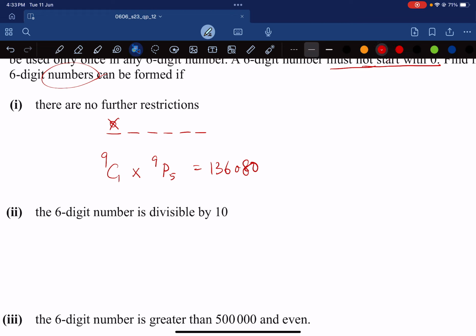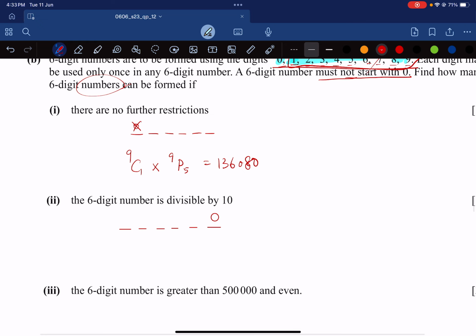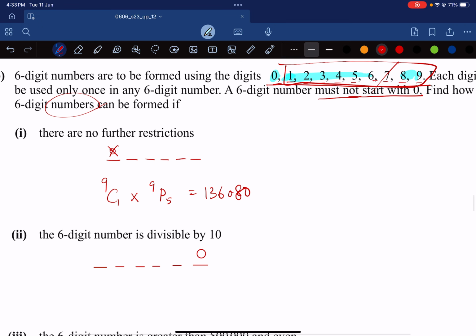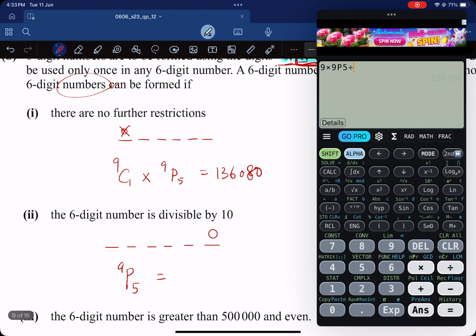Okay, so the last digit must be 0. 1, 2, 3, 4, 5, 6, 0. So there are no other options, it must be 0. So the remaining 9, we P the first 5 digits, right? So it's 15120.